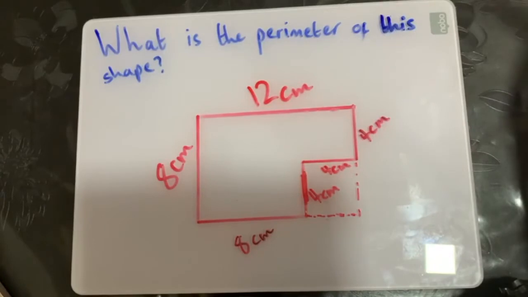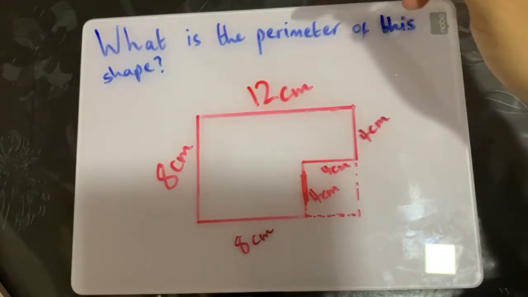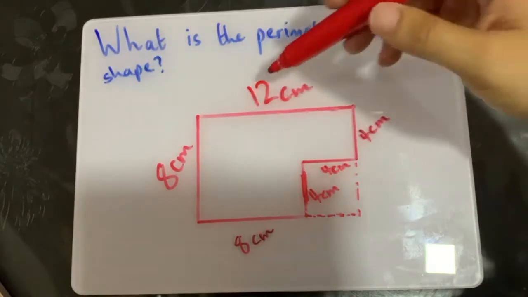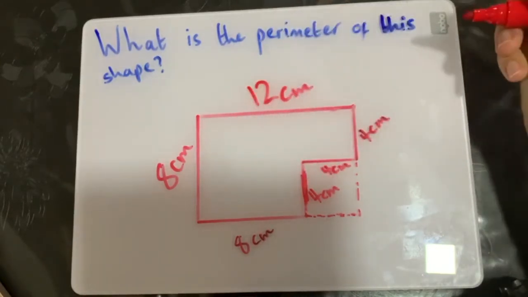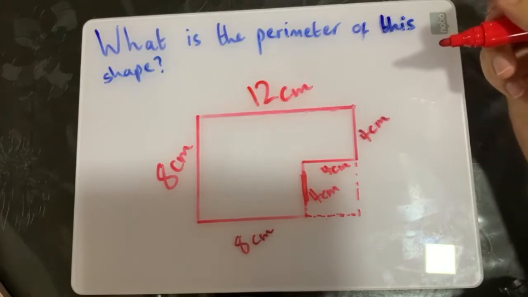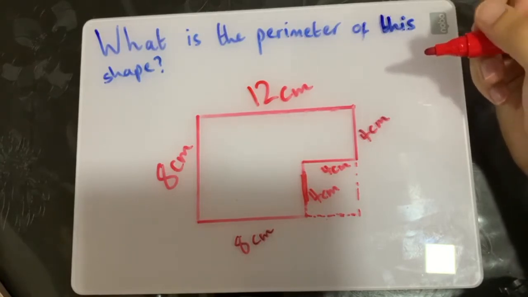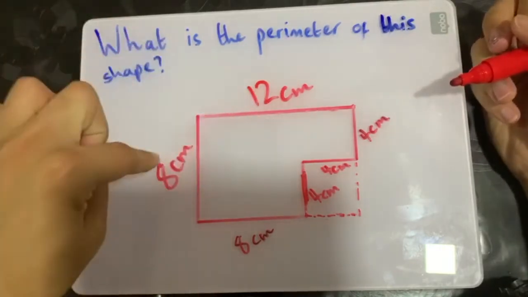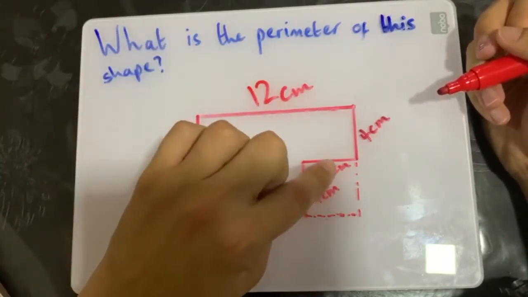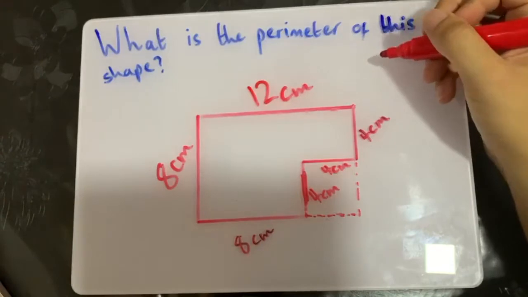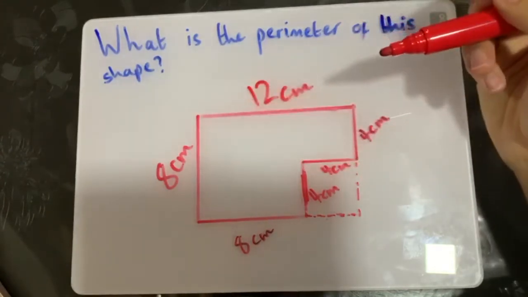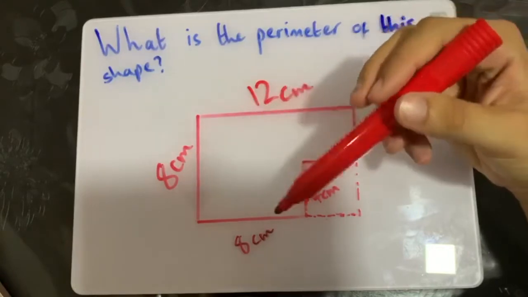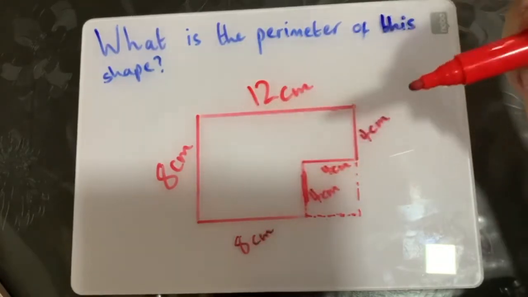Okay, so that's not the end of the question yet because I still need to find out what the perimeter is. So to find out, all I need to do is add up all of these numbers. So I'm going to do them in 2 separate addition sentences so that I don't get confused. So I'm going to do 12 plus 8 plus 8, and then I'm going to do 4 plus 4 plus 4. Okay, so 12 and 8, I know is 20 because of my number bonds. And then I've got 20 now, and I just need to add 8 onto it, which is 28.